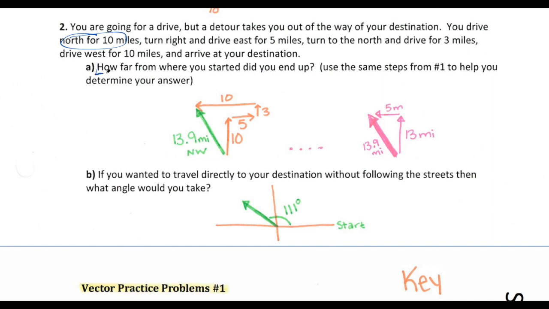What's our resultant, right? How far from where you started did you end up? So from here to here, how far is that if we were to take a straight line path? So you can see the answer here. We're getting this answer from Pythagorean Theorem again. A squared plus b squared equals c squared.